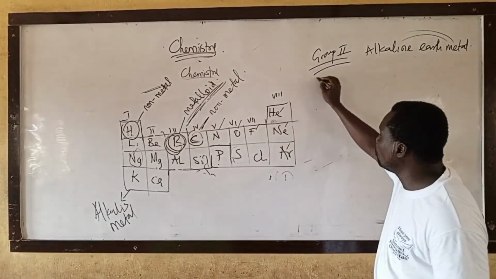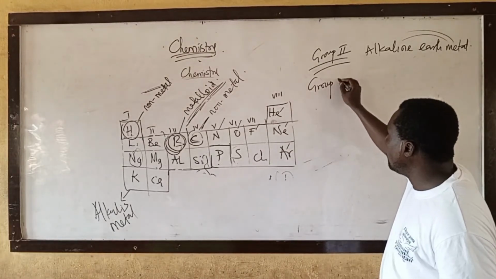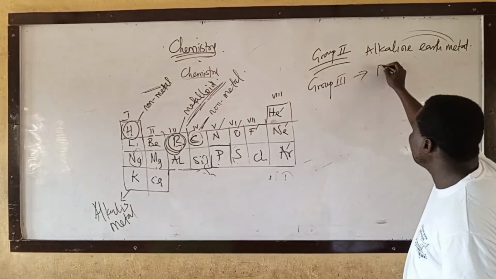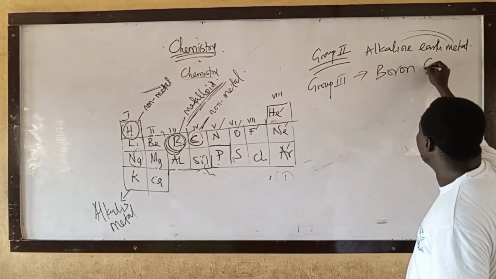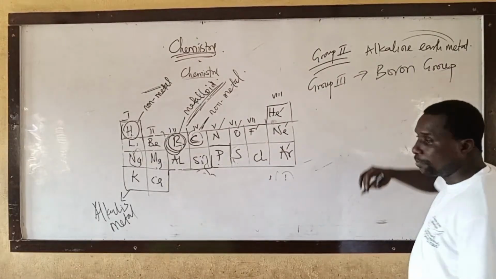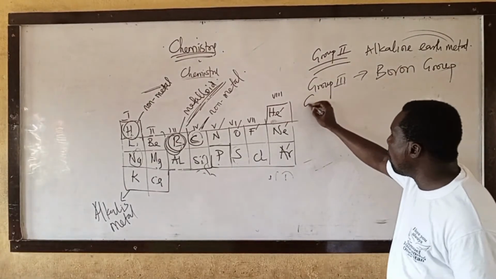Group 3, this one is just known as boron group. It has no common name. It's just known as boron group.